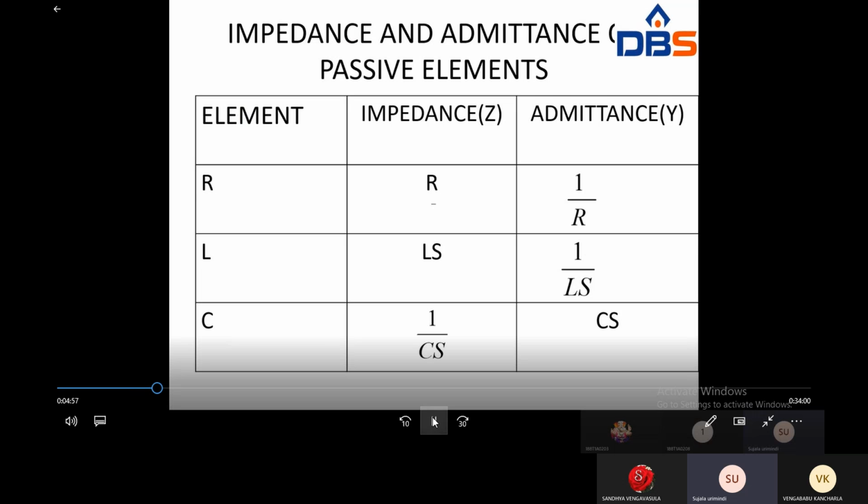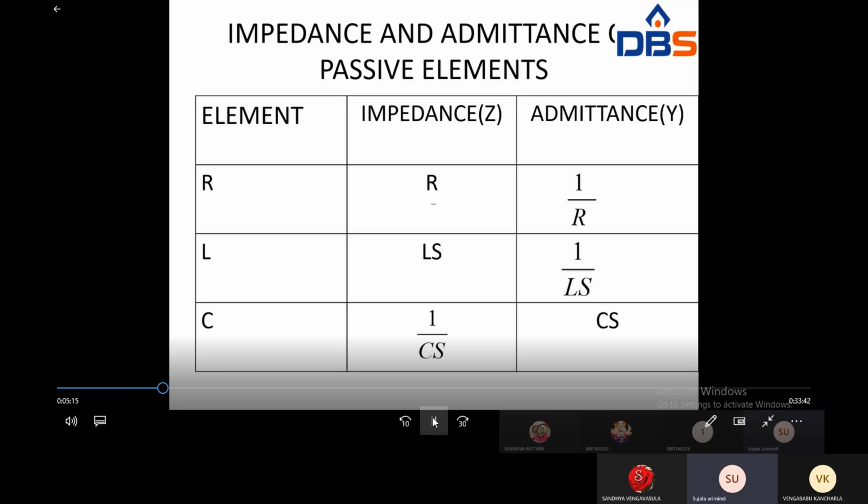So generally, 1 by Ls comes from v equals L di by dt. We have to take the Laplace of this equation: L into S into I of S minus I of 0. So V of S by Ls is equal to I of S, that is, V of S by I of S equals Ls. Like that you get this form.